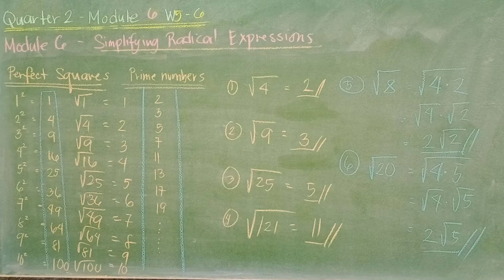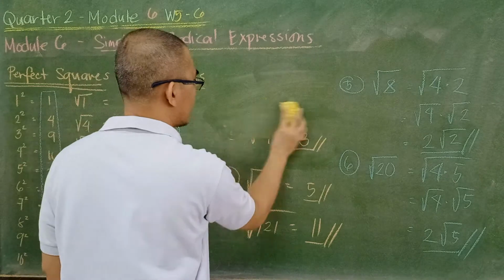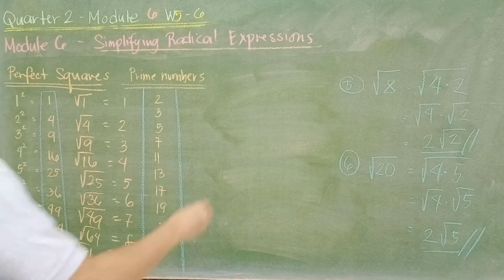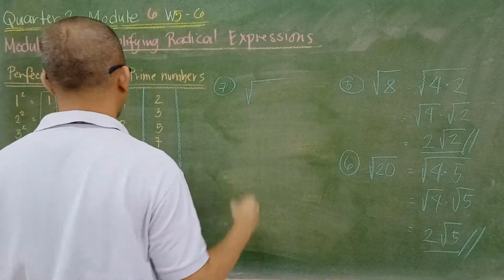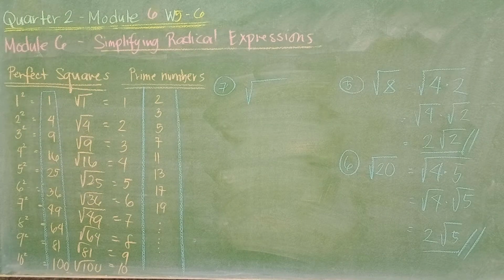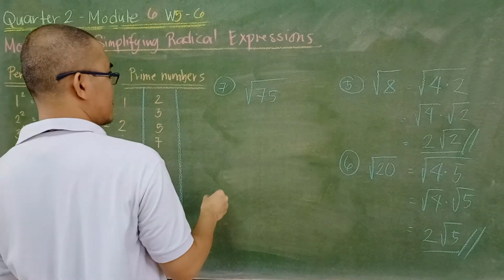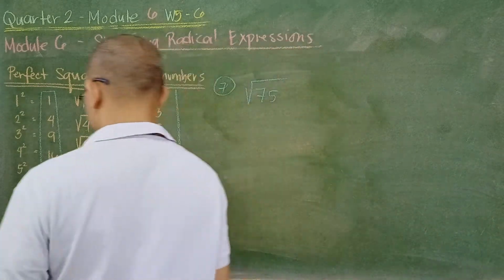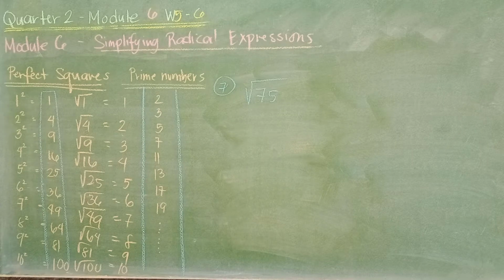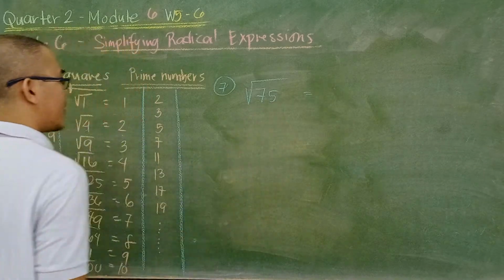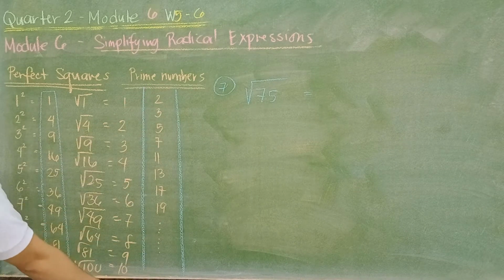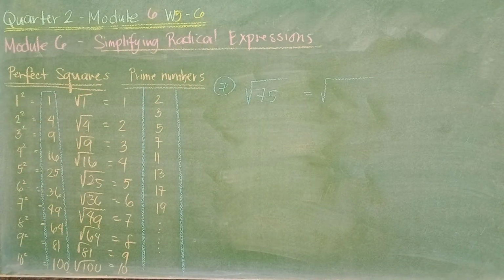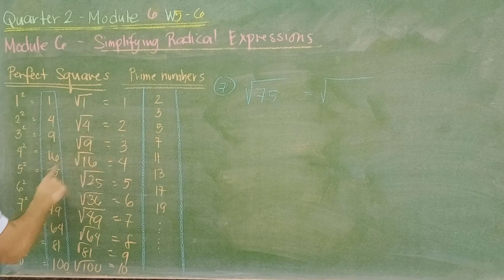Another. Let's say number 7, square root of 75. So square root of 75. Obviously, hindi siya perfect square. Hindi mo siya nakikita dito as perfect square. So kailangan i-factor yung 75. Isang number yung factor, isang number dito sa prime number, isang number dito sa perfect square. So anong number yung gagamitin natin para makuha yung product na 75? So I will use yung 3 times 25.